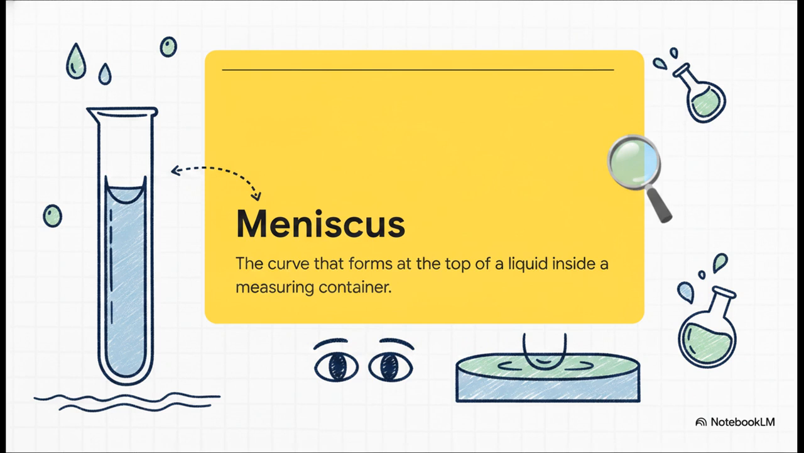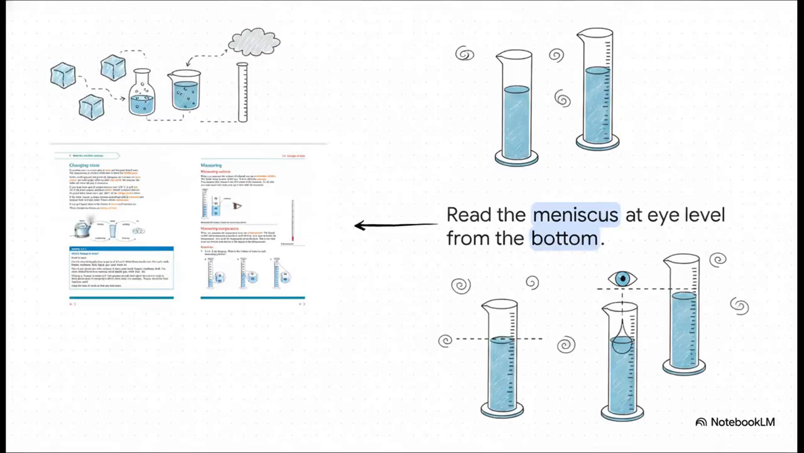It's a fun word, right? Meniscus? But if you don't know how to read it properly, your measurements will literally always be slightly off. What's really crucial here is the precise technique required for reading that measurement. You can't look down at the cylinder from above, and you definitely can't look up at it from below.